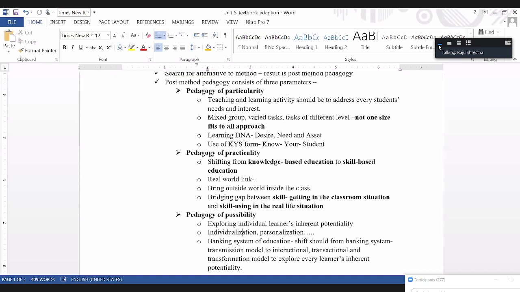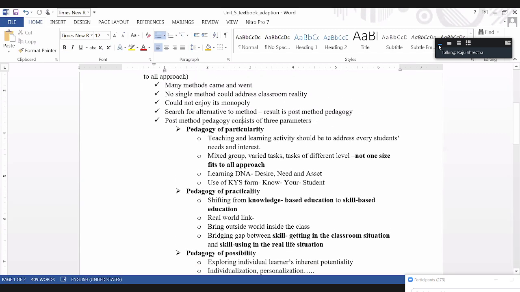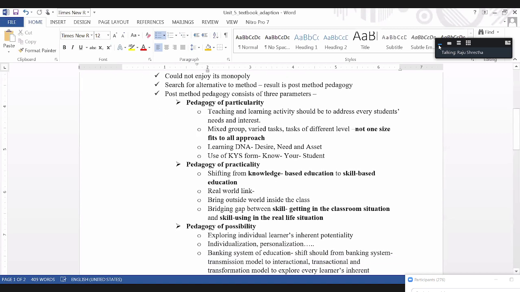So this kind of situation, this kind of scenario we have in the present time. So post method pedagogy says this: to address the vision, to address the concept of post method pedagogy, how can we adapt textbook? This is our again main concern. अब यहाँ टेक्स्ट बुकलाई ल्याएर जोड्नुपर्छ, यस्तो किसिमको सिनारियो छ हामीसँग हैन. So no single method could address classroom reality.